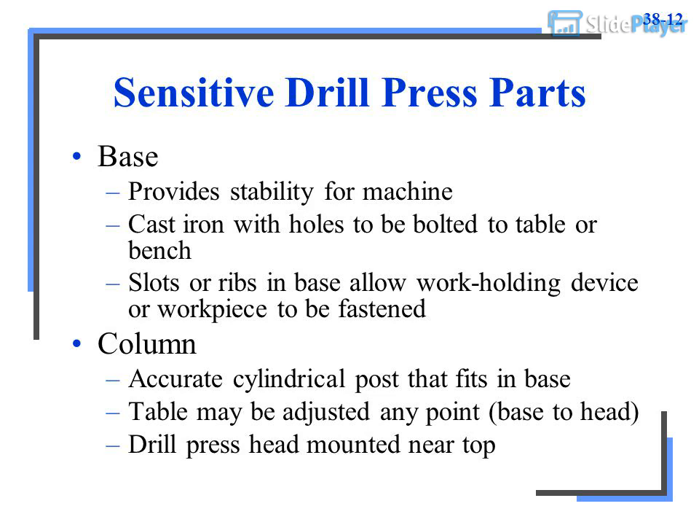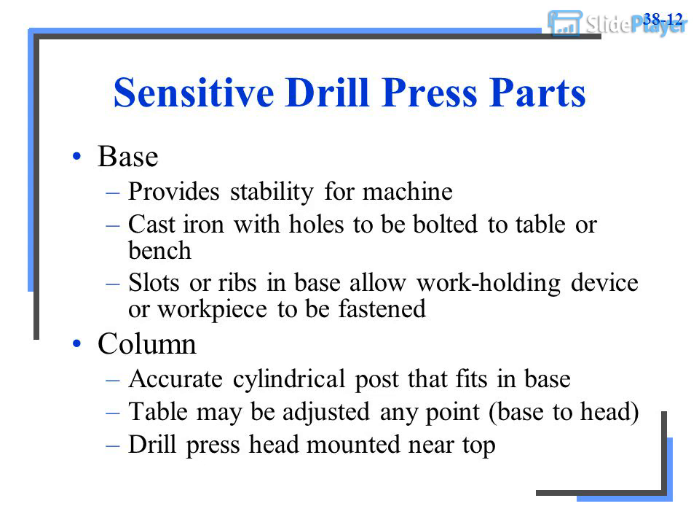Base. Provides stability for machine. Cast iron with holes to be bolted to table or bench. Slots or ribs in base allow work holding device or workpiece to be fastened. Column. Accurate cylindrical post that fits in base. Table may be adjusted to any point, base to head. Drill press head mounted near top.